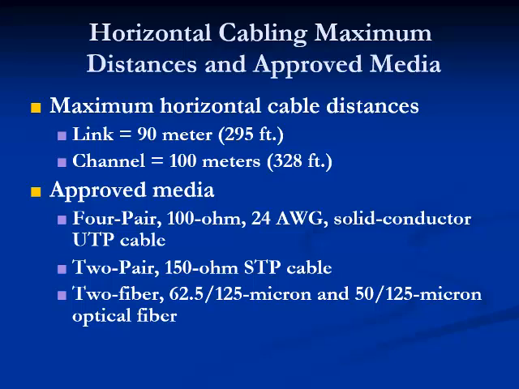And the approved horizontal cabling media include 4-pair 100 ohm 24 AWG, or American Wire Gauge, solid conductor UTP cable, 2-pair 150 ohm STP cable, and 2-fiber, either 62.5/125 micron or 50/125 micron optical fiber.